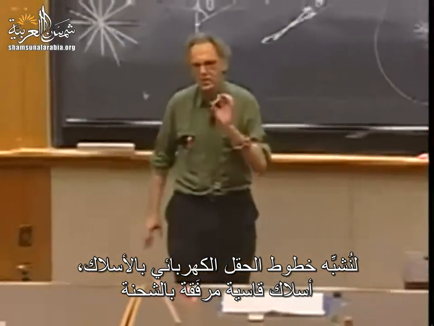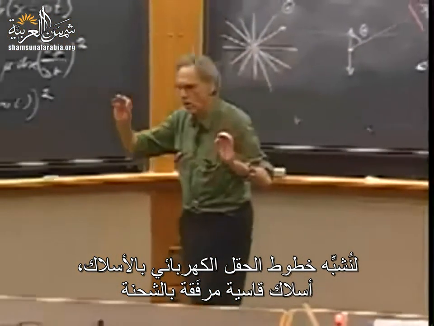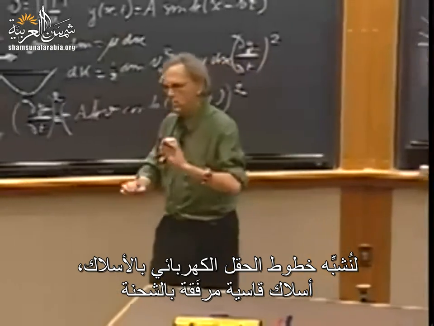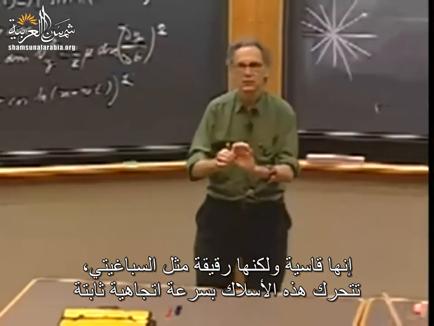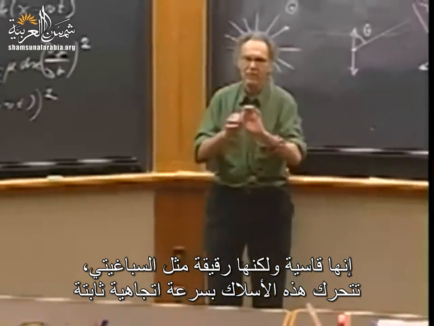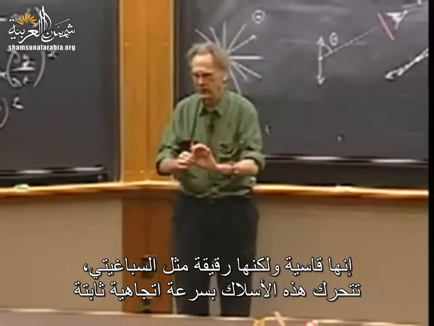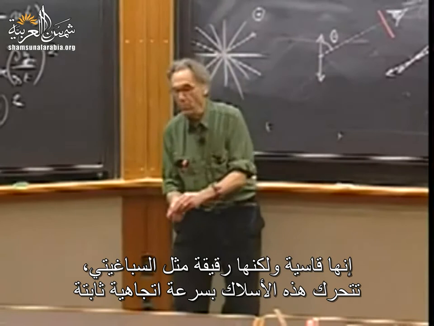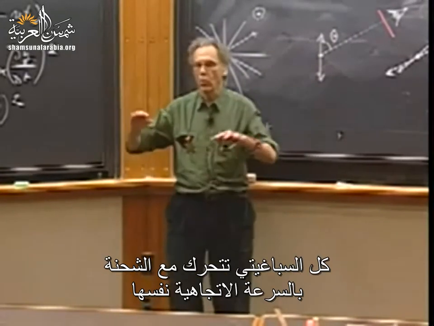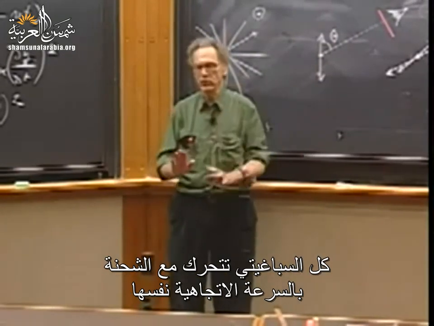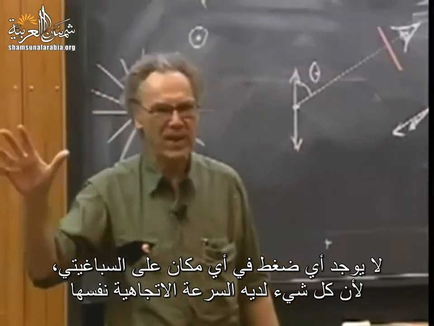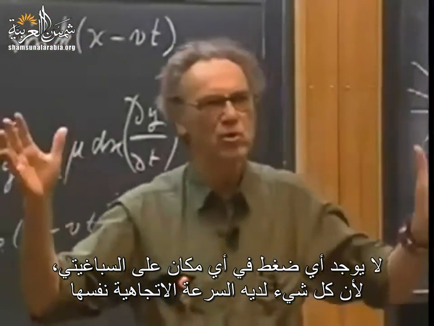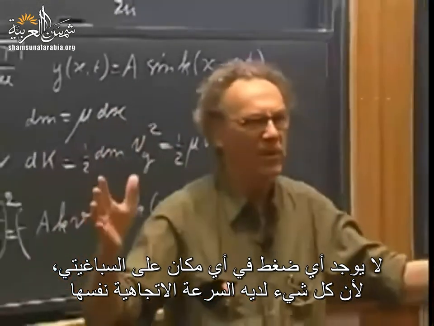Think of the electric field lines as spokes, rigid spokes, which are attached to the charge. So they're attached to the charge. They're rigid, but they are fragile, like spaghetti, but they're rigid. And so they move with constant velocity. So all this spaghetti moves with this charge, they all have the same velocity. There is no stress anywhere on the spaghetti because the whole thing has the same velocity.